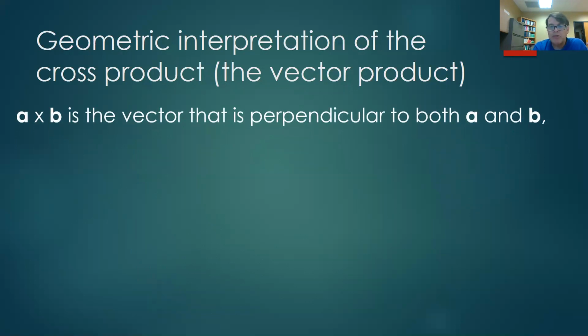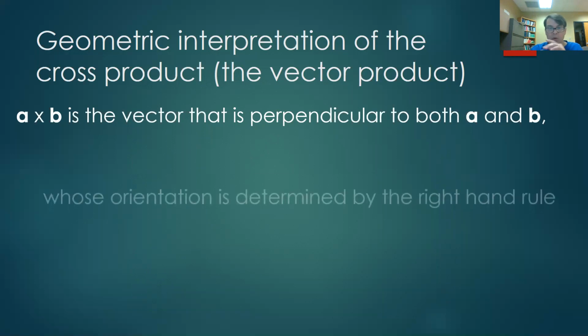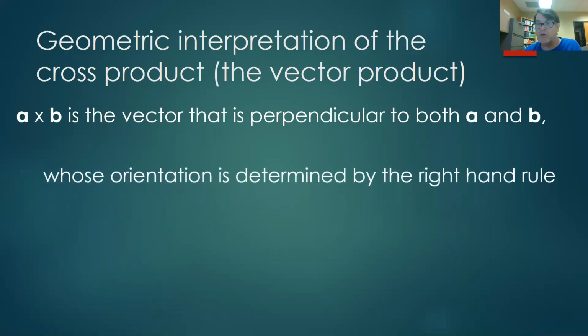Okay. So here's the geometric interpretation of the cross product, or the vector product. A cross B is the vector that is perpendicular to both A and B. This is what we've said, that the two vectors that you're crossing, so to speak, are in a plane. But the vector product of those two vectors is going to be in the third dimension. It's going to be perpendicular to A and B. And what we do is we say that that's orthogonal. It's going to be orthogonal to A and B.